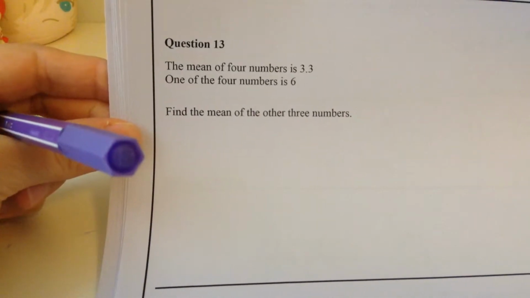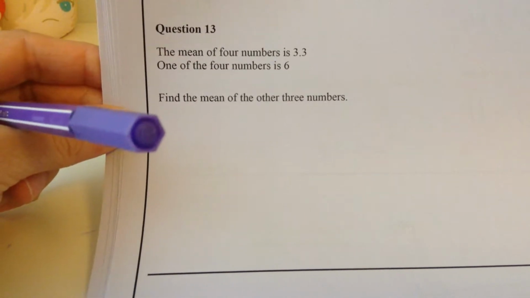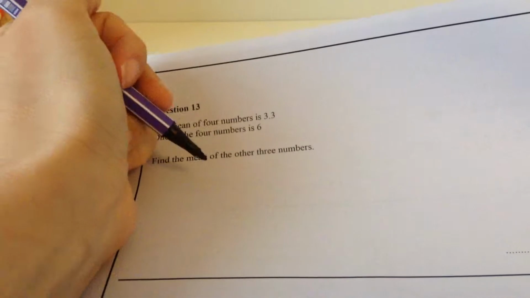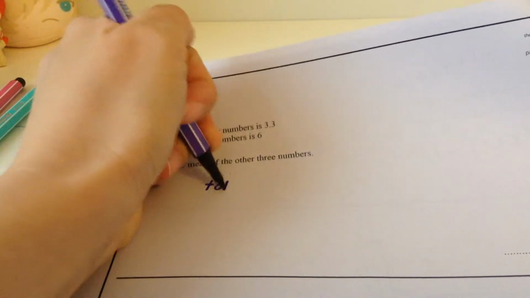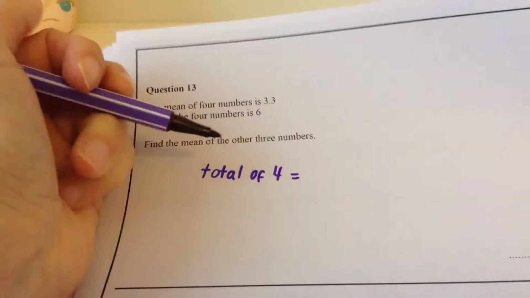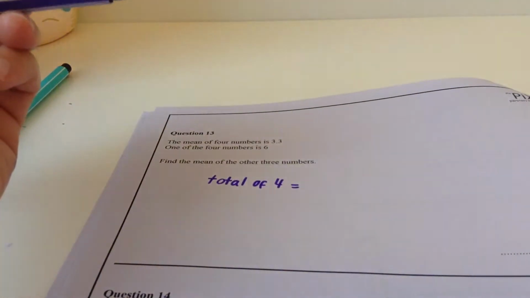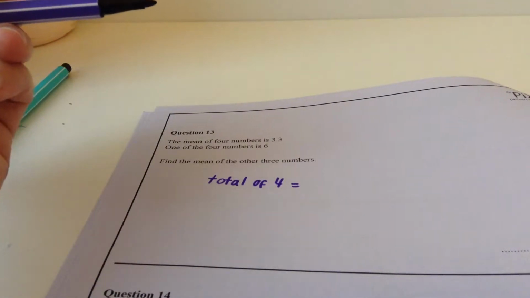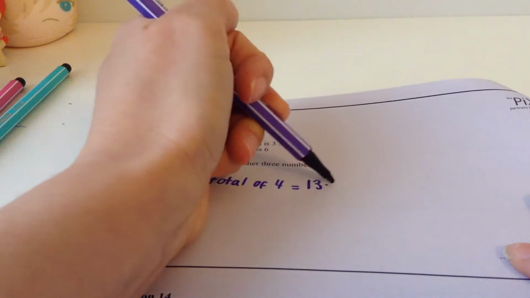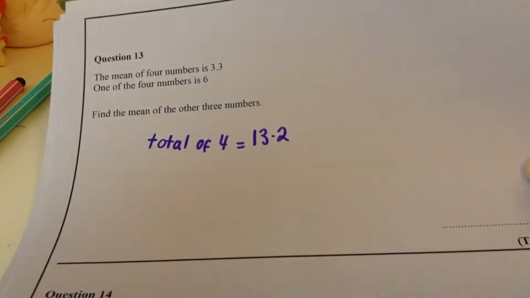The mean of 4 numbers is 3.3, one of the 4 numbers is 6, find the mean of the other 3 numbers. Okay, the mean of 4 numbers is 3.3, then the total of all 4 is going to be 3.3 times 4, 13.2. So all 4 of them must add up to 13.2.